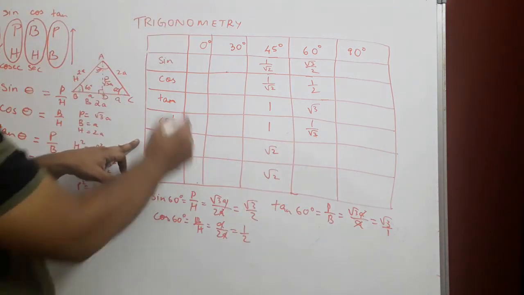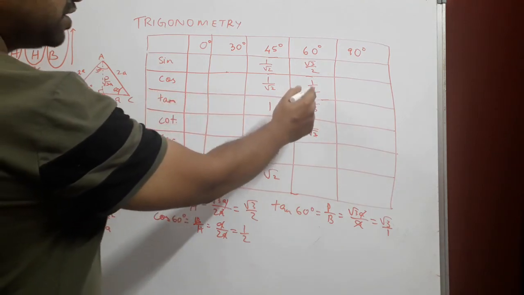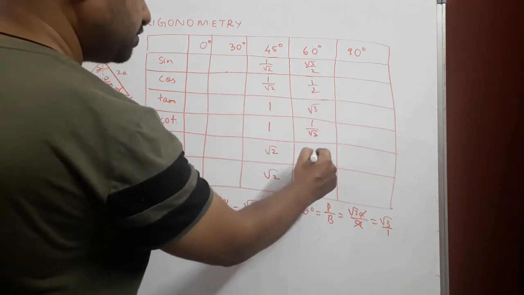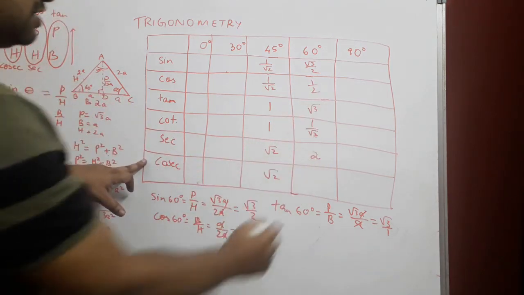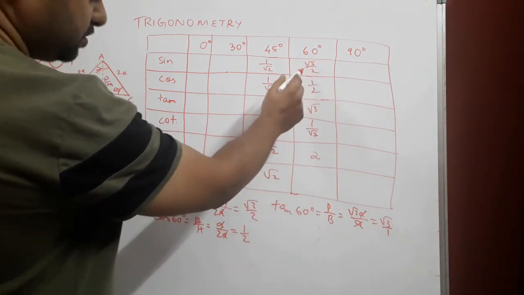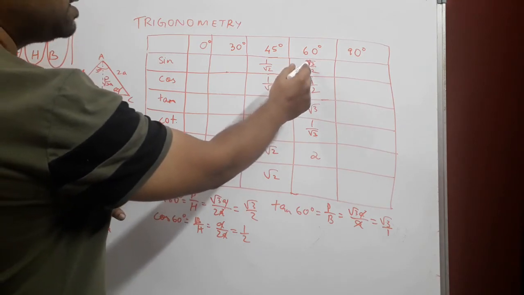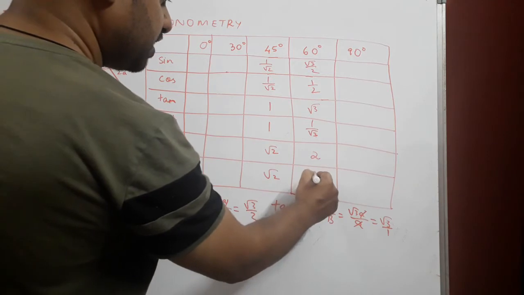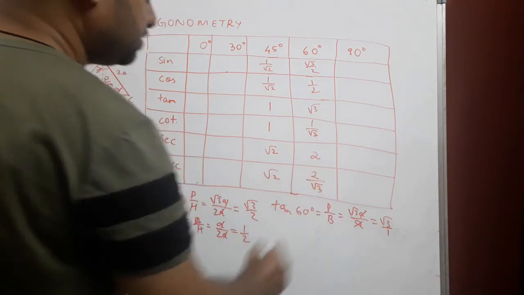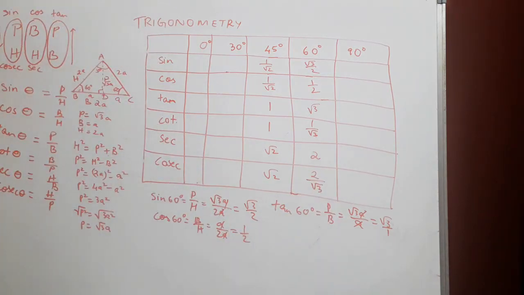Similarly, sec is the opposite of cos. Cos is half, which means sec should become 2. 2 upon 1, which is 2. Cosec is opposite of sine. Sine is root 3 upon 2. So cosec of 60 degrees will become 2 upon root 3. This is the way we get the values of 60 degrees.